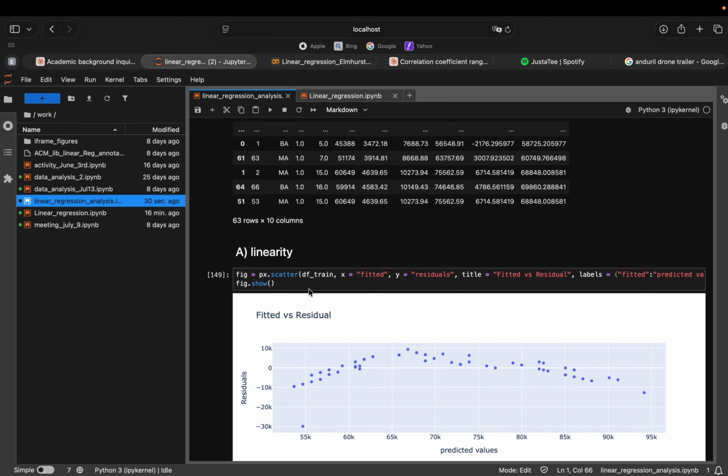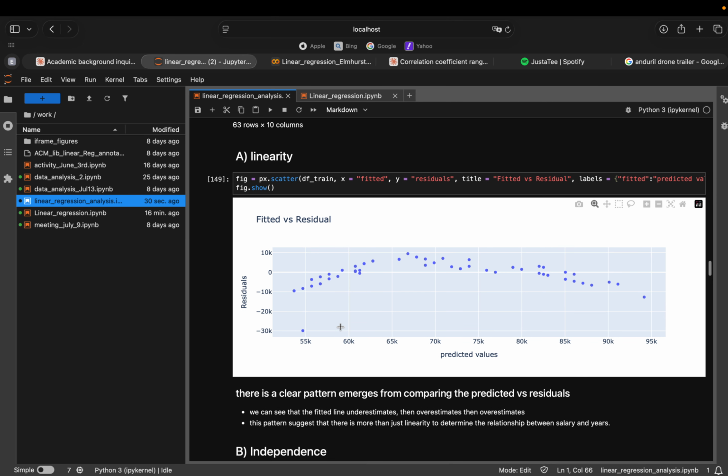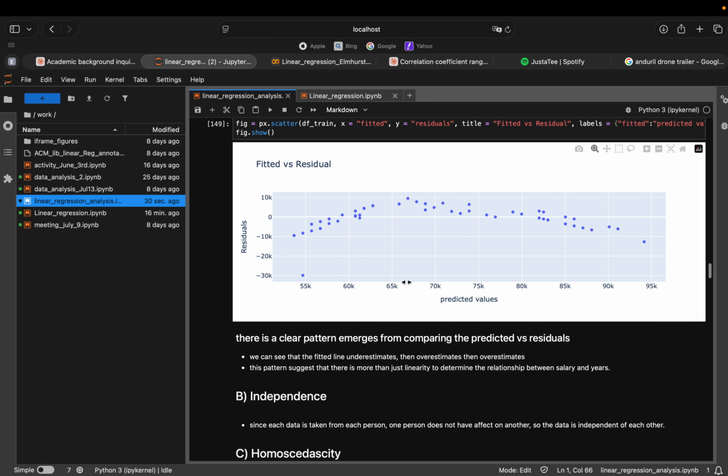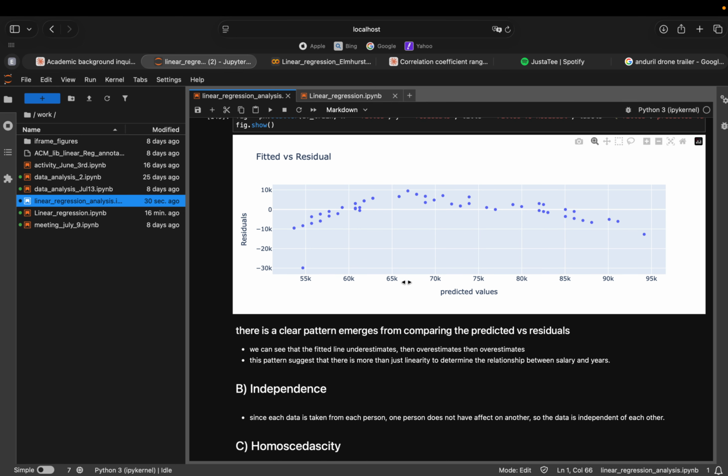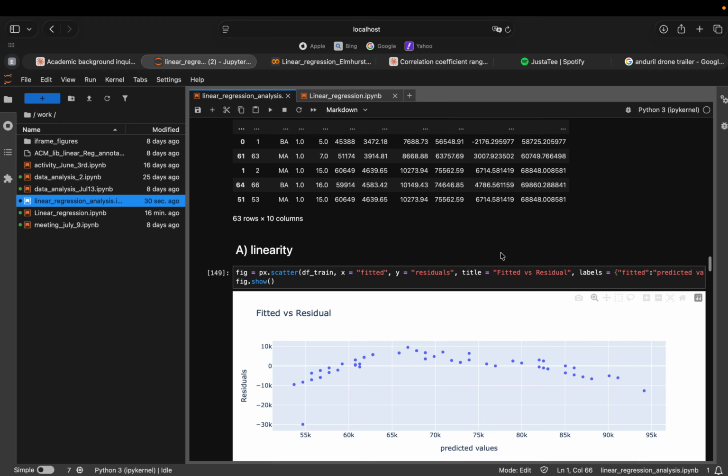I made the fitted versus residuals graph, and I saw a certain pattern. So first it underestimates, then it overestimates, and then it underestimates the errors. So this suggests that there is more than just a linear relationship.